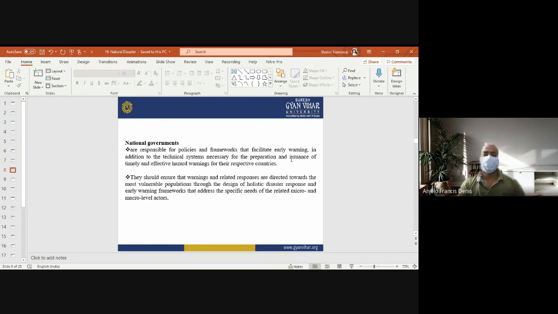Then comes the national government. They are responsible for policies and frameworks that facilitate early warning, in addition to the technical systems necessary for the preparation and issuance of timely and effective hazard warnings for their respective countries. They should ensure that warnings and related responses are directed towards the most vulnerable population through the design of holistic disaster response and early warning frameworks that address the specific needs of the related micro and macro level actors.